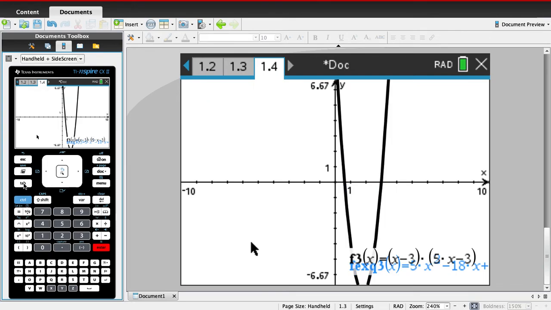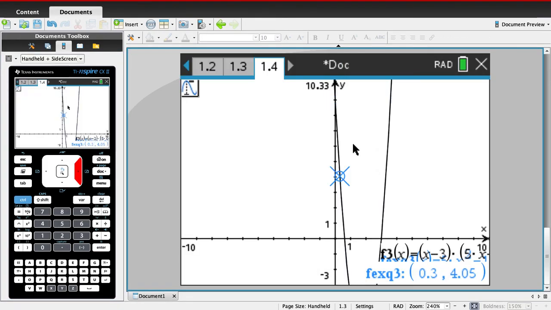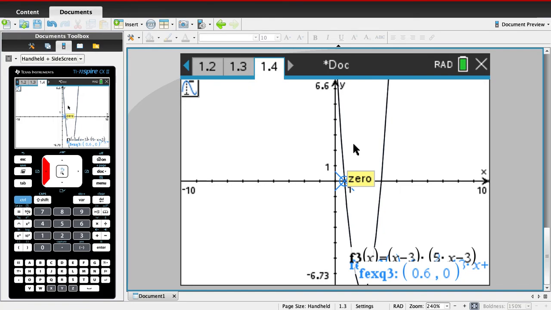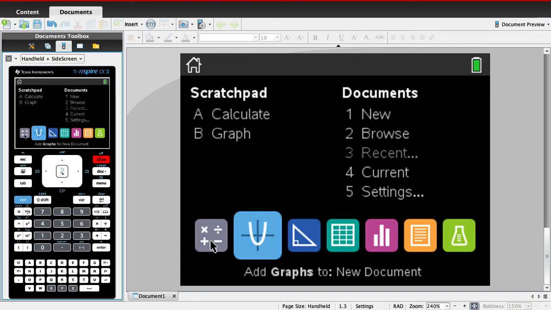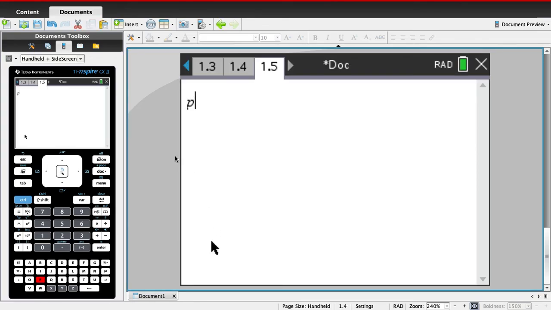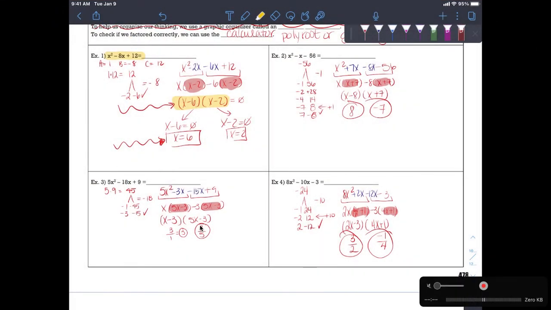So that is correct. If I did my graph trace and I look for my 0, it's located here at 0.6, which is equivalent to 3/5 like we predicted, and +3 like we predicted. If I wanted to just get those numbers, I could have done a polyroot. And look at that, I got exactly what I got over here. So we got this one correct as well.